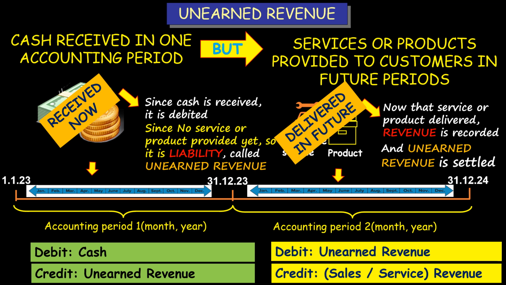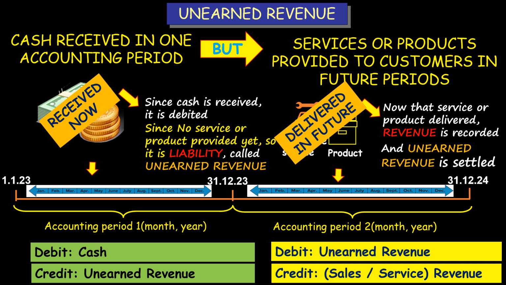So to give you one more example, say that you give me $100 to paint your apartment. Now, when I get this $100, I'm going to debit $100 cash. And for this $100, I have an obligation to provide you painting service in the future. So this obligation becomes a liability for me, and we call this unearned revenue. So I'm going to credit it.